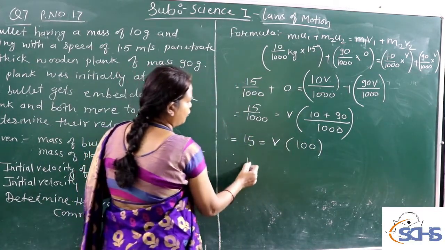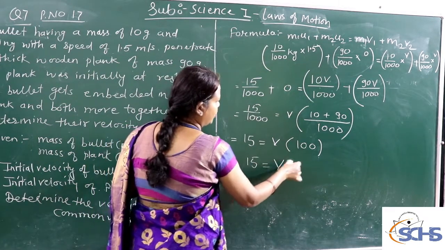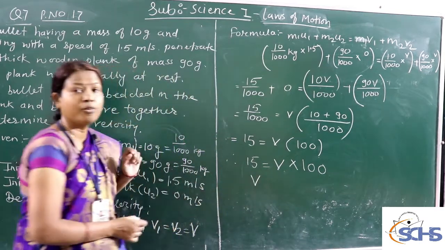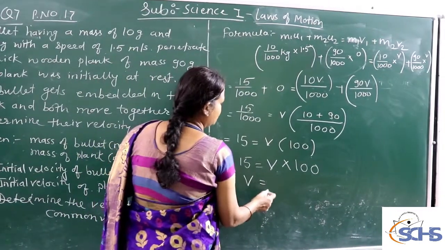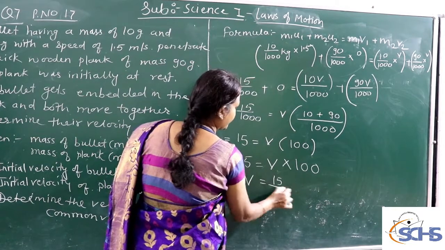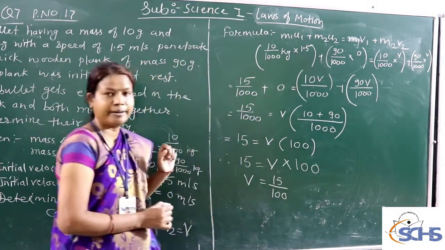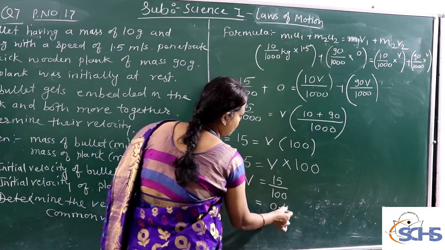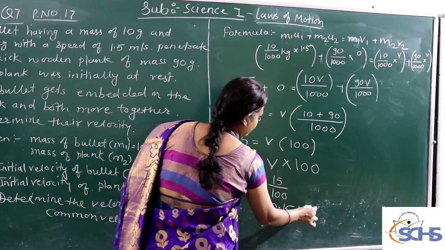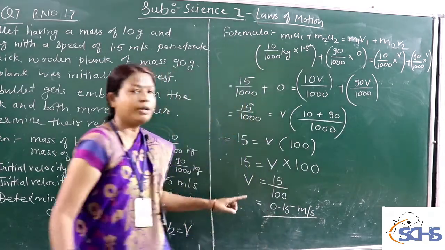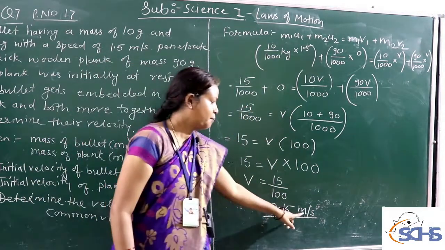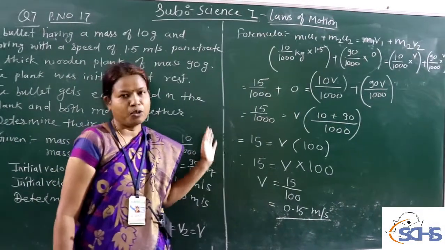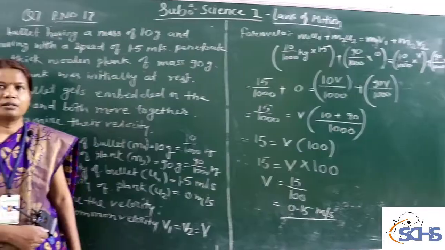Therefore 15 is equal to v multiplied by that 100, we can find the value of v. V is equal to 15 upon 100, that becomes 0.15 meter per second, because the unit of v is meter per second. Understood? So students, write this problem in your copy. Thank you students.